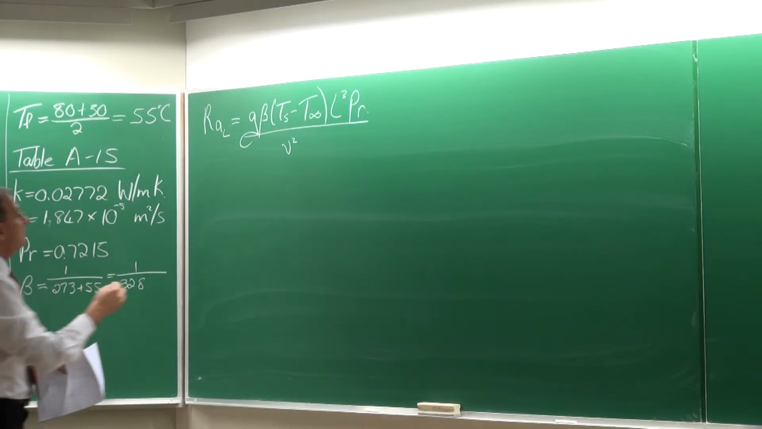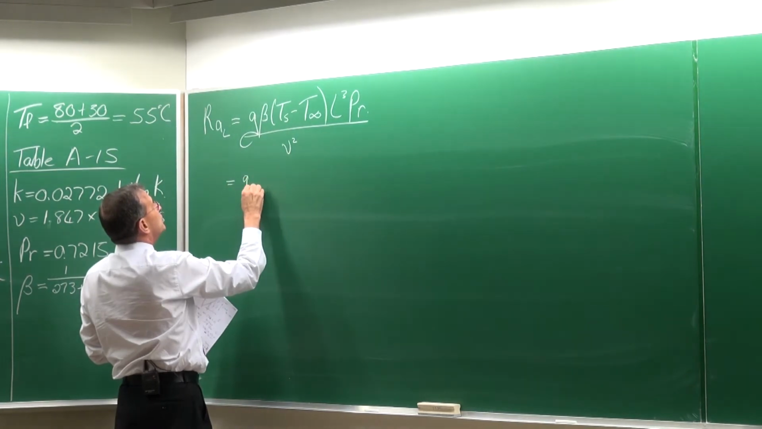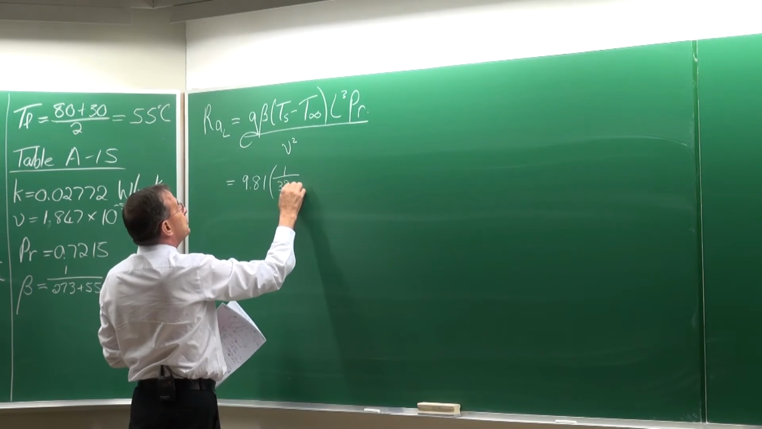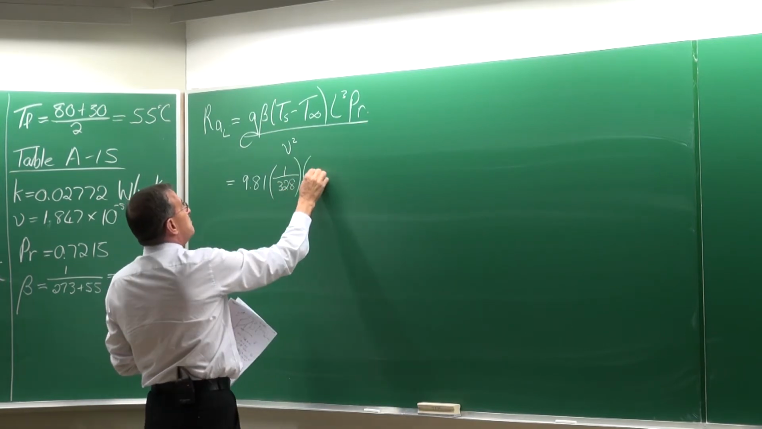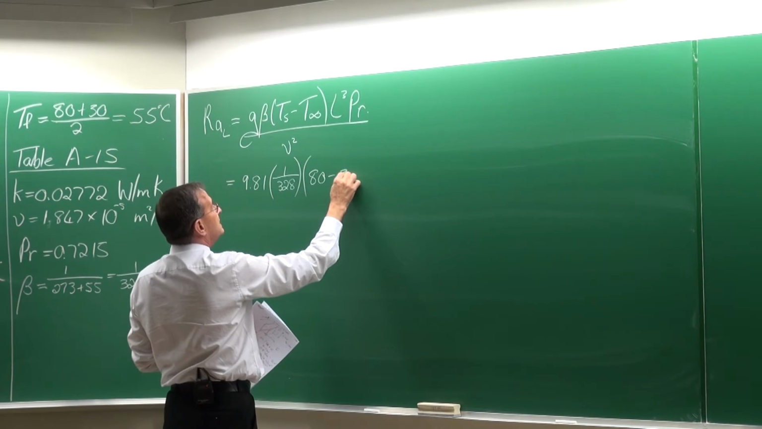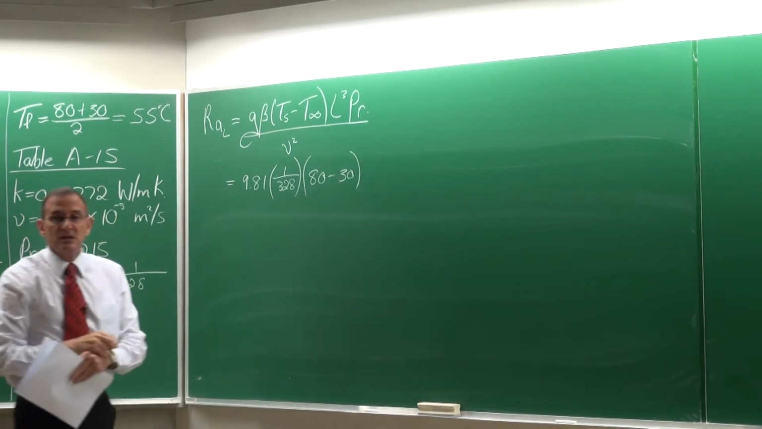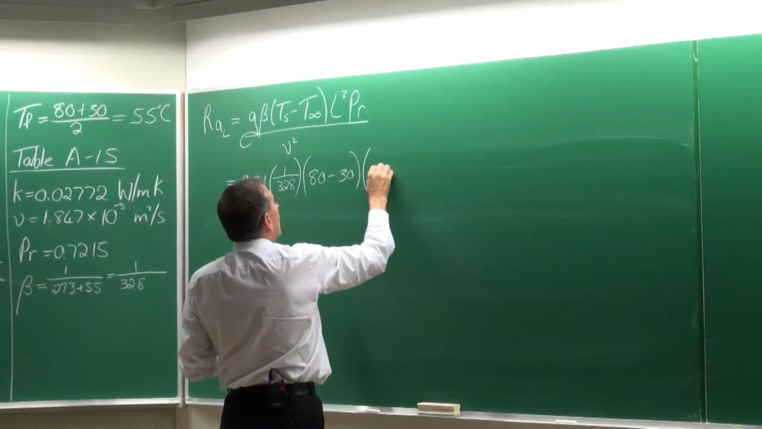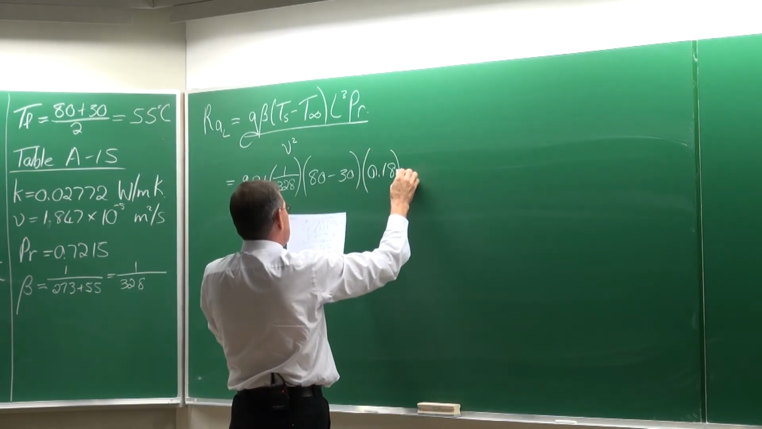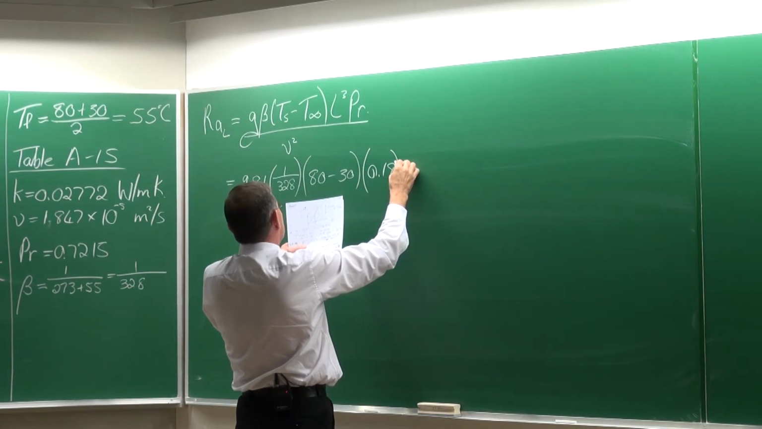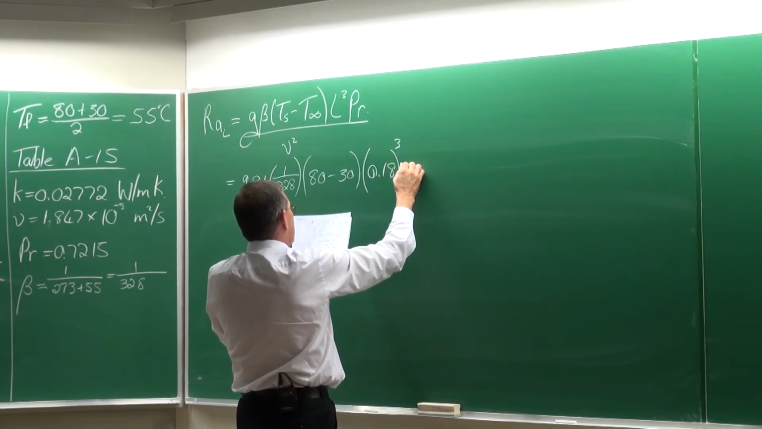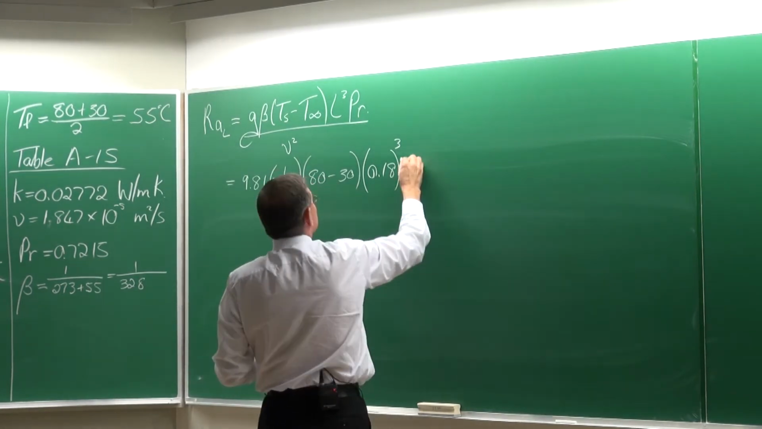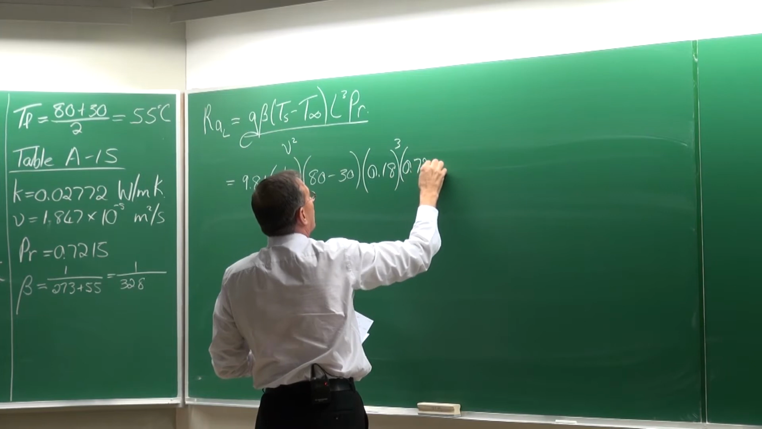Okay. G is equal to 9.81. Beta is equal to 1 divided by 328. The temperature difference of the surface is 80, minus that of the environment is 30. The length is equal to 0.18 to the third, multiplied by the Prandtl number, and the Prandtl number is equal to 0.7215.